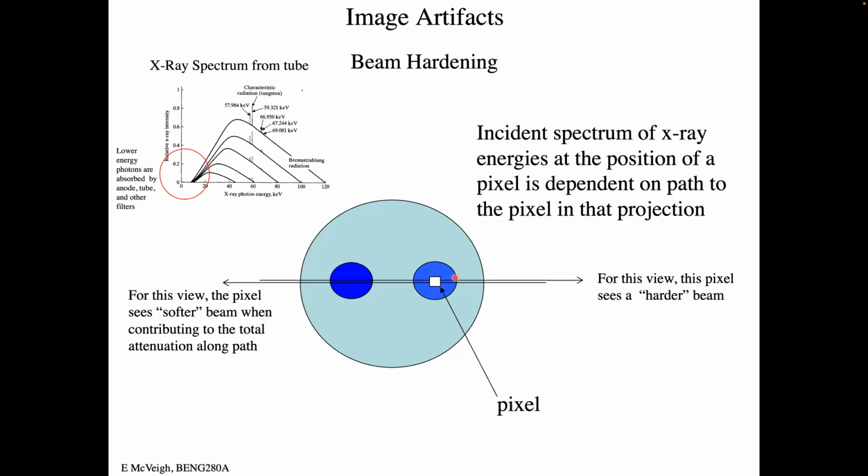This is called beam hardening, right? So it's a depth-dependent change in the energy spectrum of the X-rays that causes different amounts of absorption depending on where you are in the sample. Okay.